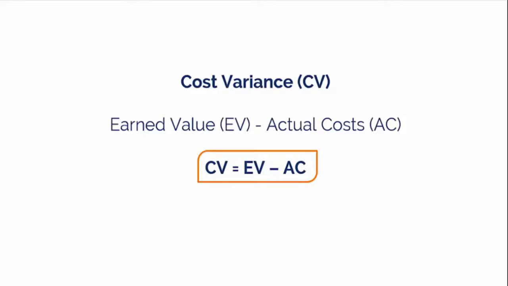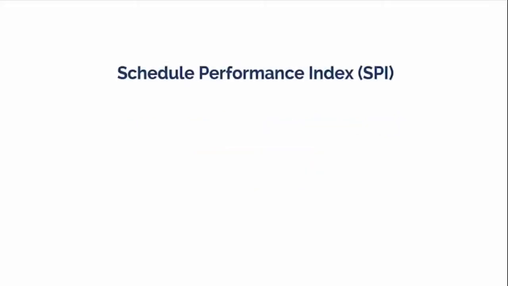So, both of the above variances give an insight as to whether the project is over or under budget and over or under schedule. The reporting and analysis of the above measurements can also be done using some of these indices. Let's start with Schedule Performance Index. This is the ratio of earned value over planned value. SPI equals EV divided by PV.